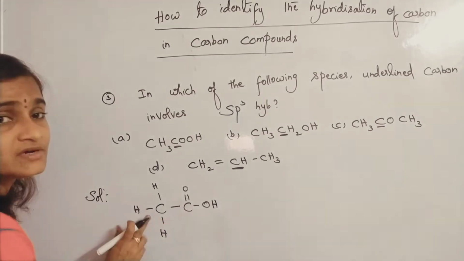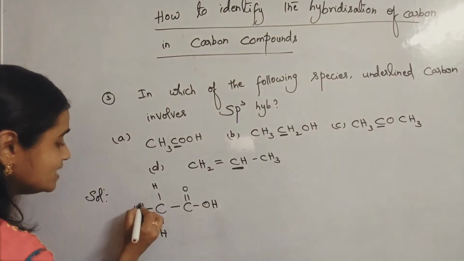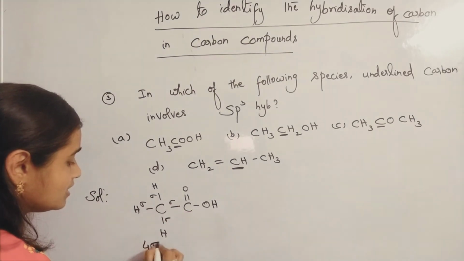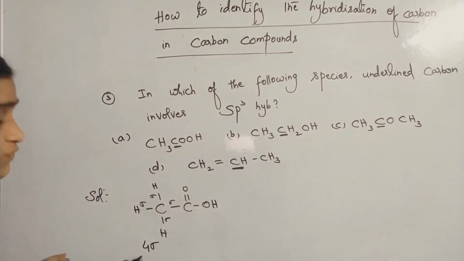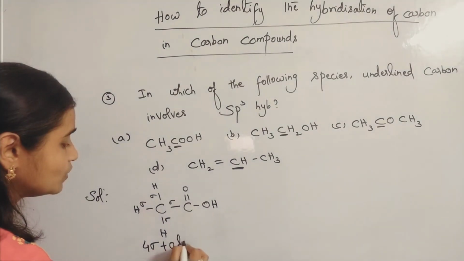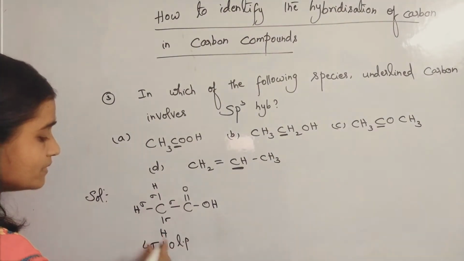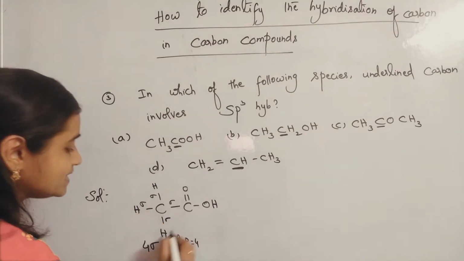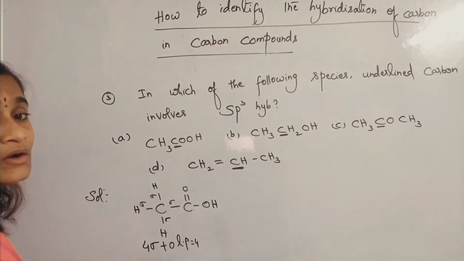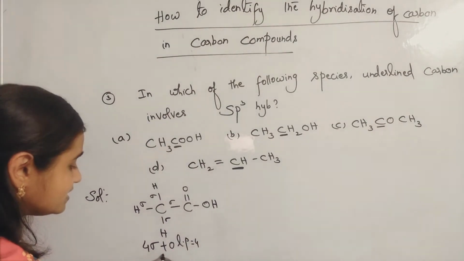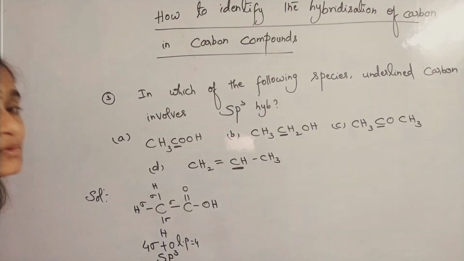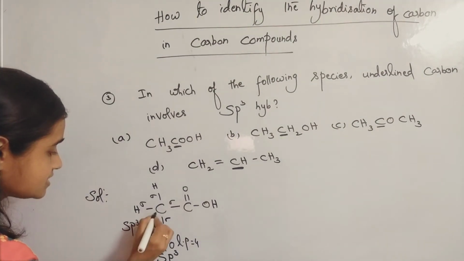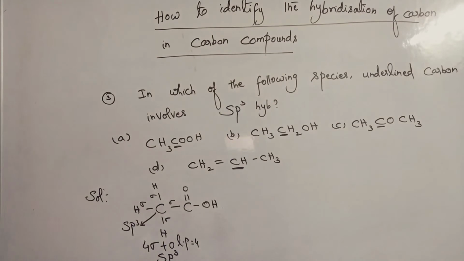If you go for the first carbon, how many sigma bonds does it have? 1, 2, 3, 4 sigma bonds are there. You can see if I write here: 4 sigma bonds plus 0 lone pairs for the first carbon. So total is 4. So the first carbon is undergoing sp3 hybridization. Here I will write sp3.